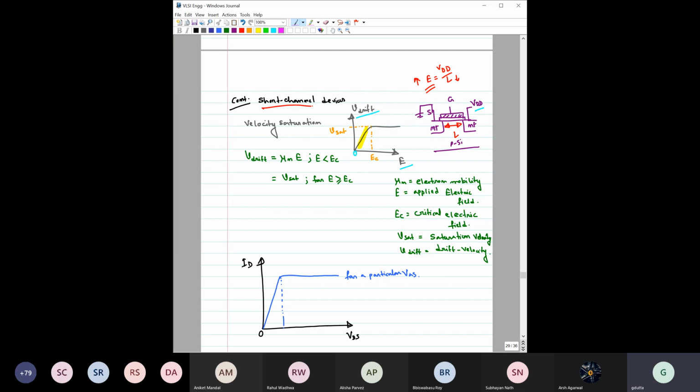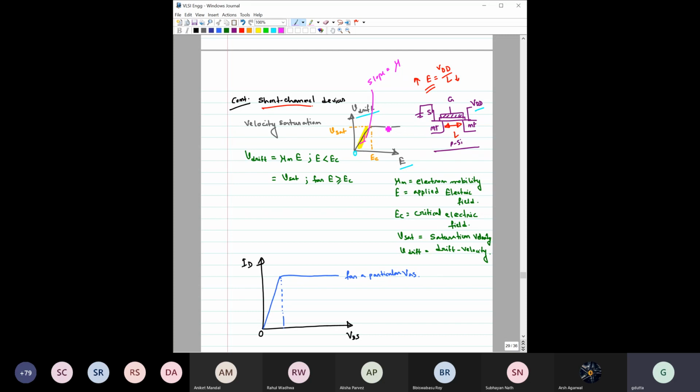So remember that mobility does not change. Mobility is constant as long as you are in the linear region, right? As long as you are in the linear region, the slope is constant, and so is the mobility. So the slope is equal to the mobility, right? The mobility is constant in this region.